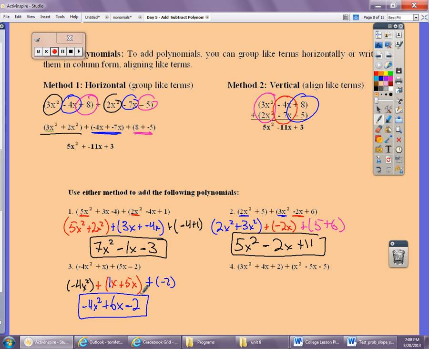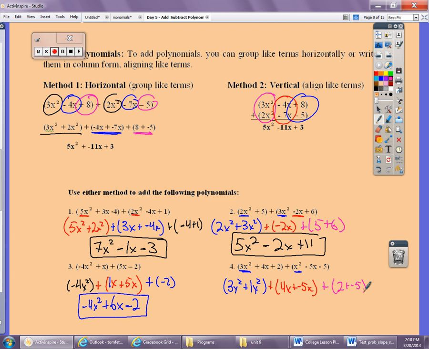2. Now with number 4, once again, we're going to put our x's together, put our x squared together, and put our numbers together. When we look at our x squareds, we're going to put our x squareds together. So we have 3x squared plus 1x squared. Then we have to put our x's together, which is 4x. And then we have a plus a negative 5x. And then our numbers, we have a 2 plus a negative 5.